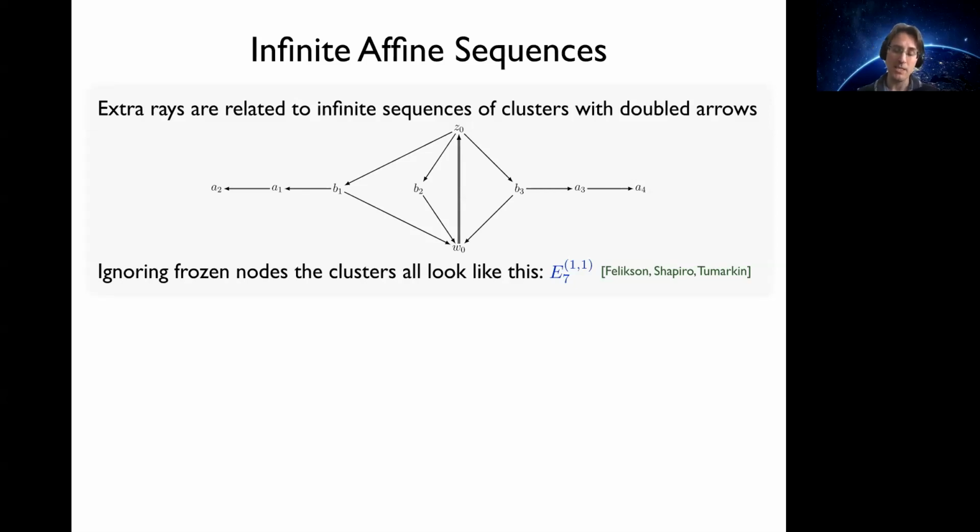So the reason that you get this infinity in the first place is because you have clusters with doubled arrows in this cluster algebra.